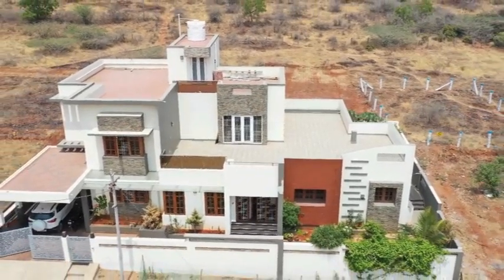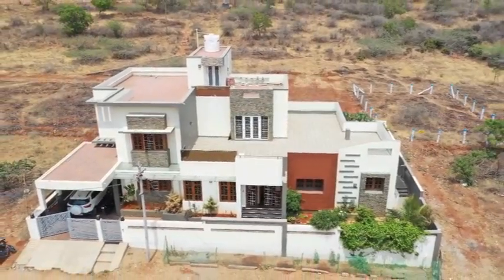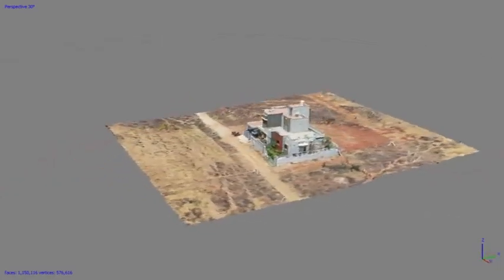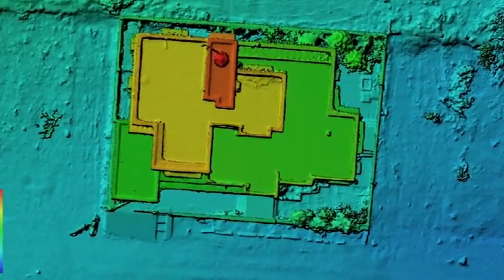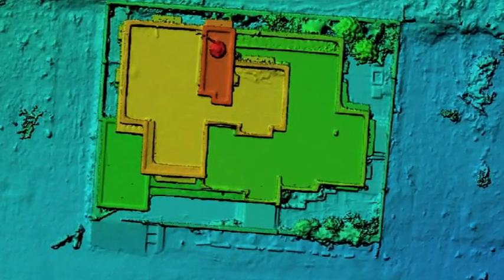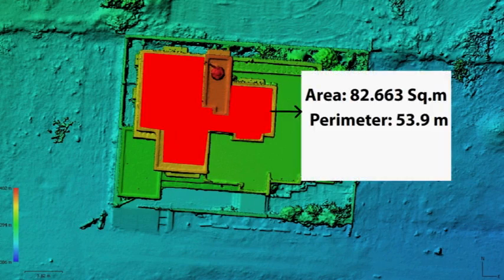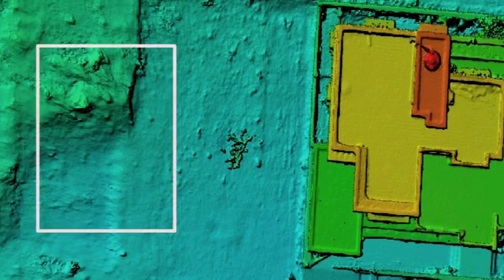3D topography analysis of the residential home at Kovaipudu area. We have advanced software that creates 3D topography from the drone image. The digital elevation model shows the elevation of the surface at millimeter-level accuracy. The coverage area and perimeter of the rooftop are estimated from geometric calculations.